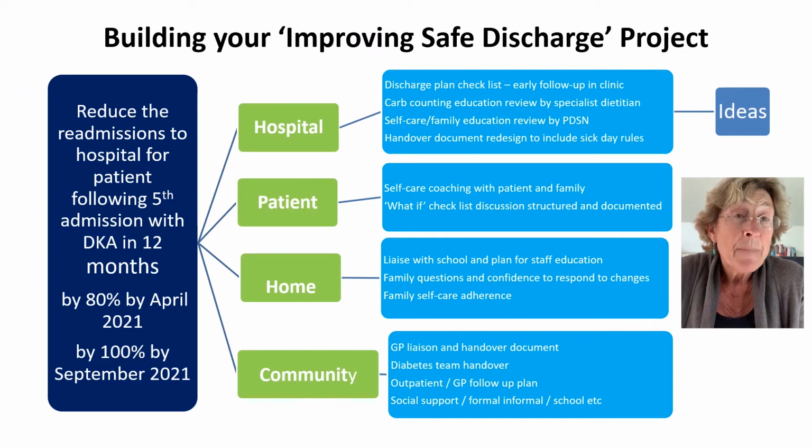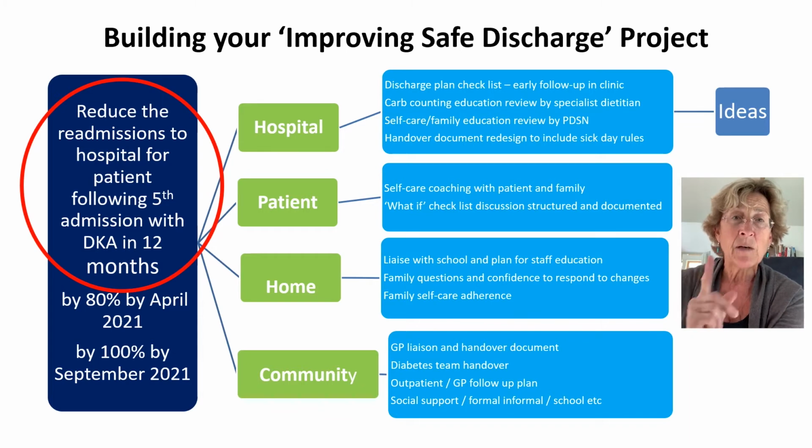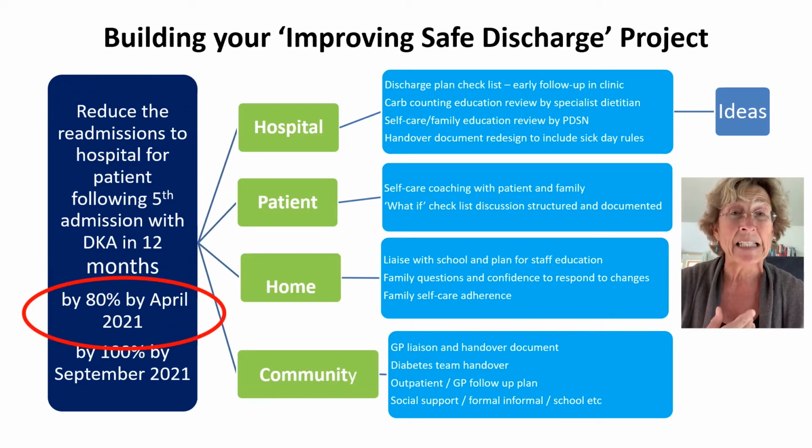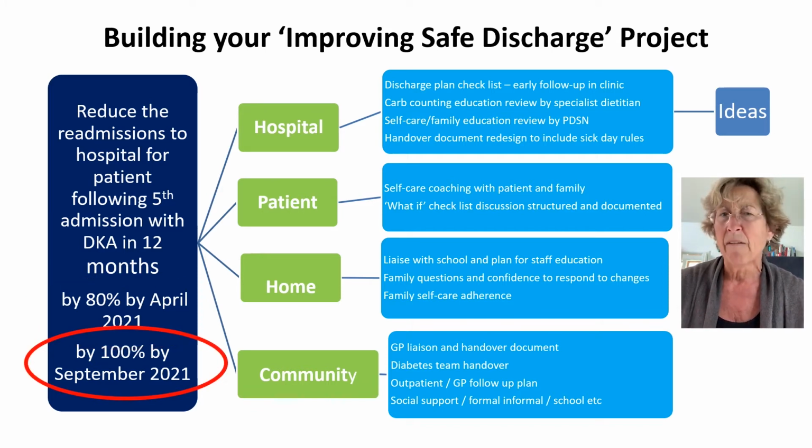So here is how you might build your project around this child. Instead of having a root cause analysis and a whole long list of things that need to happen, you could build what we would call a driver diagram. And here is an example of a driver diagram we've built around this particular situation. We've decided we're going to reduce admissions, certainly multiple admissions, over the next 12 months for this child. And we're going to reduce them by 80% in 6 months, and then hopefully reduce them by 100% down to very unusual and rare cases by 12 months.